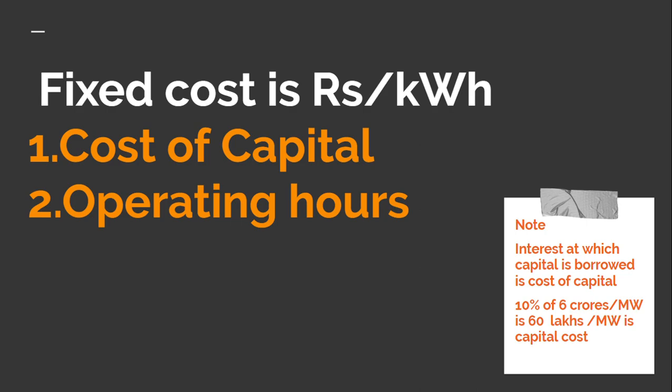So fixed cost is by virtue of the interest rate or also depreciation. So let us say 5% is depreciation, 5% is the rate of interest, 5 plus 5 is 10. So 10% of 6 crores per megawatt, which is 60 lakhs per megawatt, is the fixed cost. It is not the capital. The capital cost is 6 crores and the fixed cost is 60 lakhs per megawatt. This has to be clearly understood.